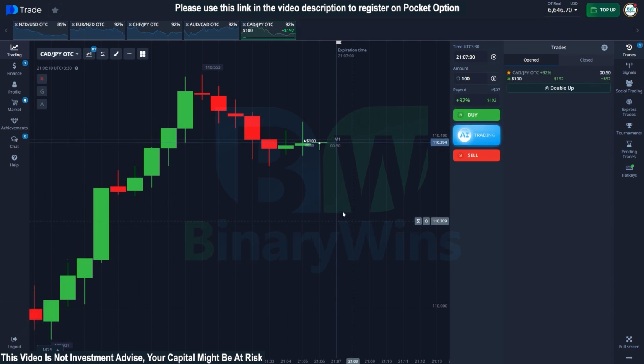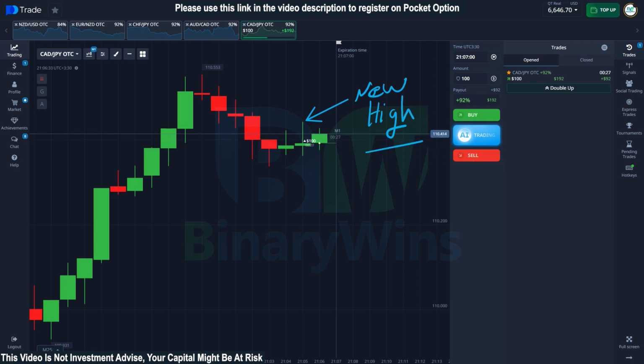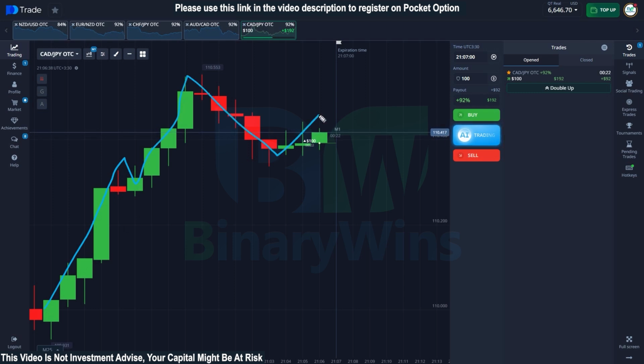I entered a higher trade. The green candle has made a higher high than the previous candle, which means we have a new high here. Also, our major trend is an uptrend. That's why I entered a higher trade and there is a possibility of continuing the uptrend.